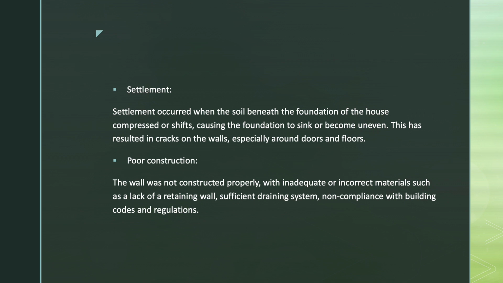Settlement occurred when the soil beneath the foundation of the house compressed or shifted, causing the foundation to sink or become uneven. This has resulted in cracks on the walls, especially around the doors and floors. Poor construction. The wall was not constructed properly, with inadequate or incorrect materials, such as a lack of retaining walls, sufficient draining system, and non-compliance with building codes and regulations.